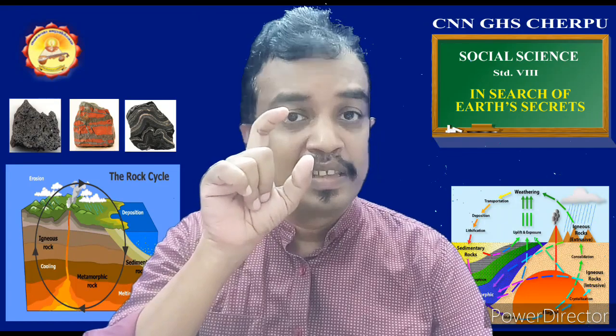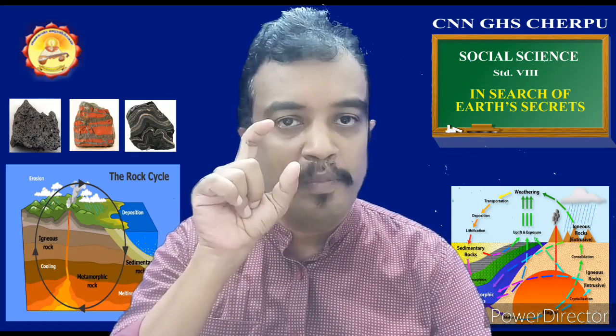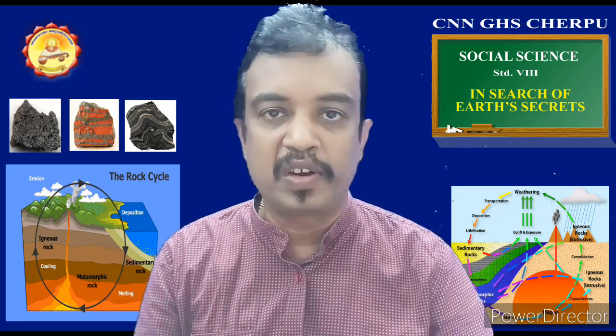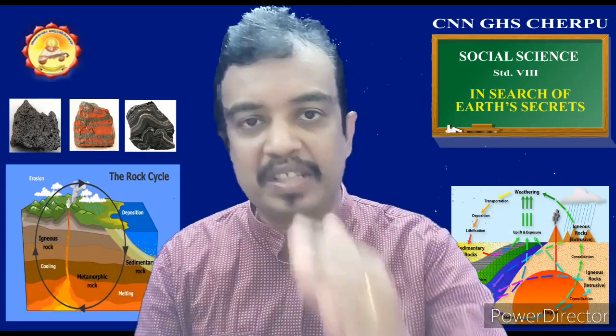And the next one is parent rock. We told that soil is formed from rocks or stones. The parent rock may be of different types of rocks that we had studied, like igneous rocks, sedimentary rocks, metamorphic rocks, etc. What type of rock is the parent rock? According to that, the soil will be formed.